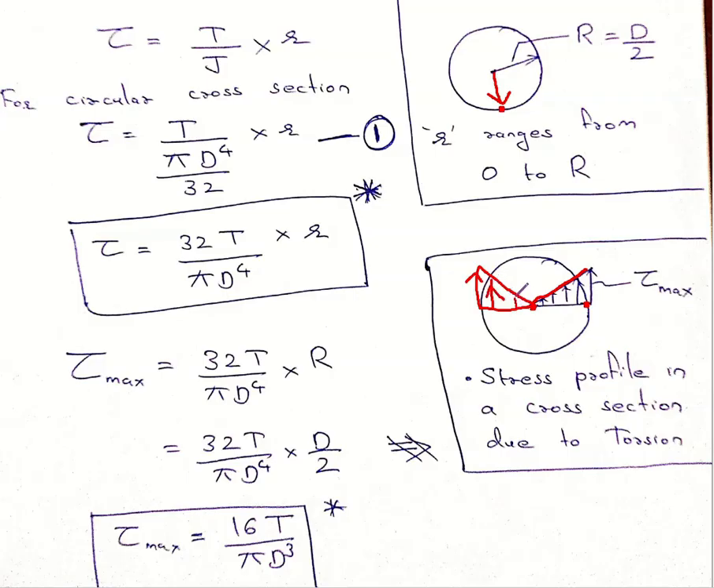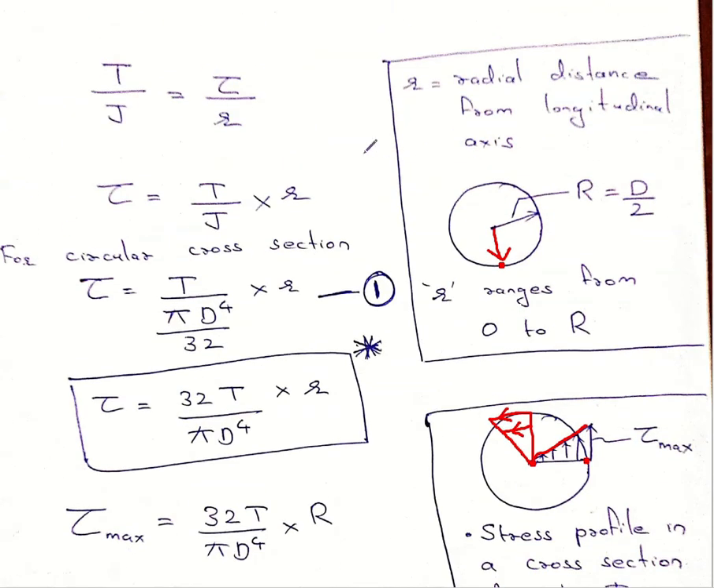It will be 0 at the center and maximum at the circumference. Or I can draw a vertical line also. Here also it remains a linear profile. This is the shear stress, and it goes on as such. So that is the shear stress on any radial line. As you move away from the center, the value of the shear stress increases. That is what this equation is showing us.